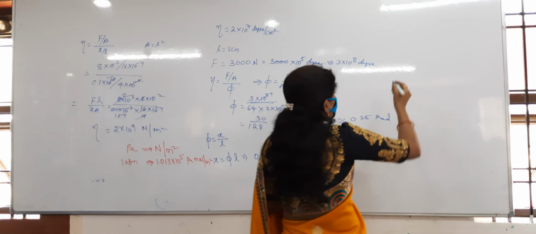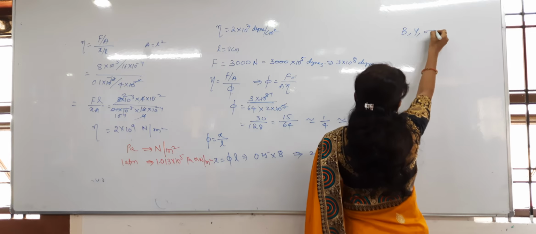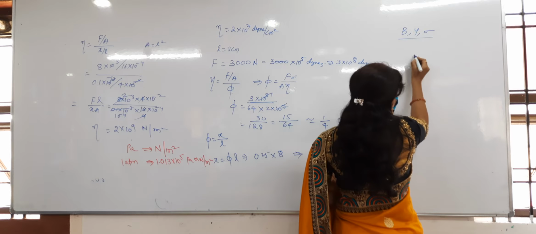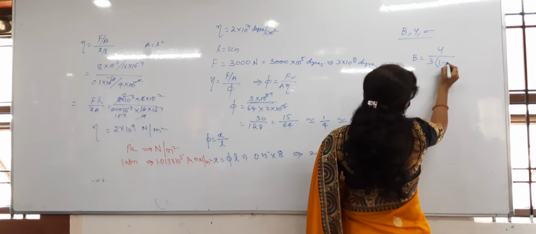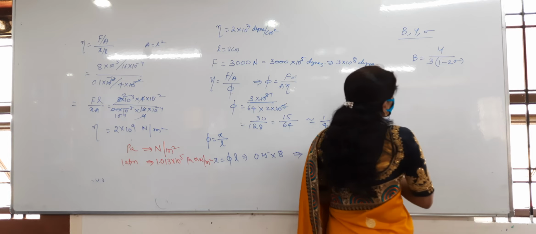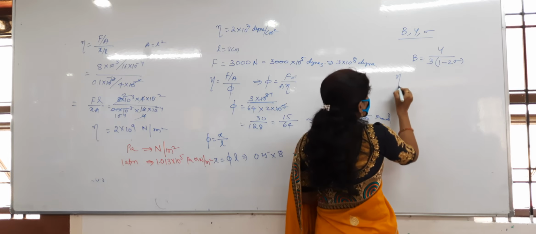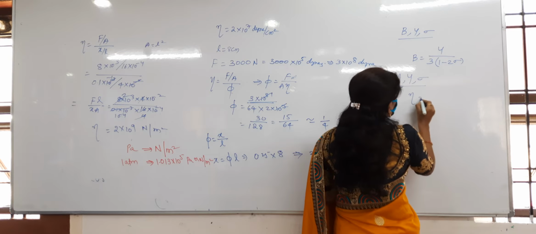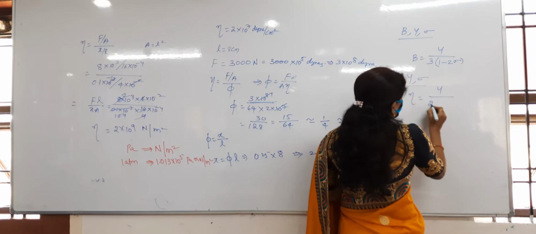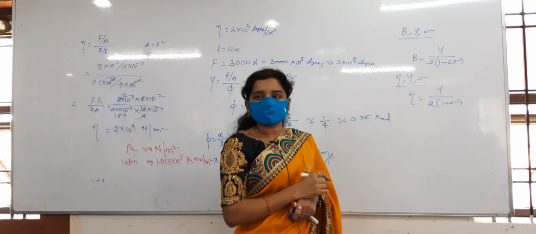So first of all, about the bulk modulus, Young's modulus and then Poisson's ratio. We will see the relation between them. B is equal to Y by 3 into 1 minus 2 sigma. This is the bulk modulus relation. Whenever you see rigidity modulus, Young's modulus and sigma, the relation is eta is equal to Y by 2 into 1 plus sigma. These are the two relations you have to remember.